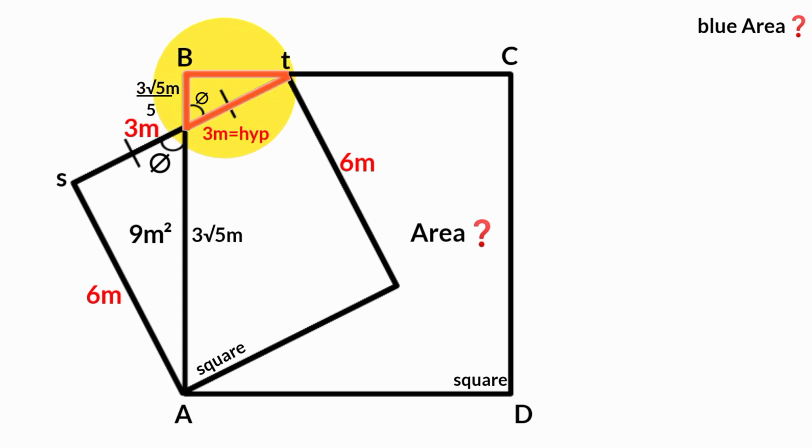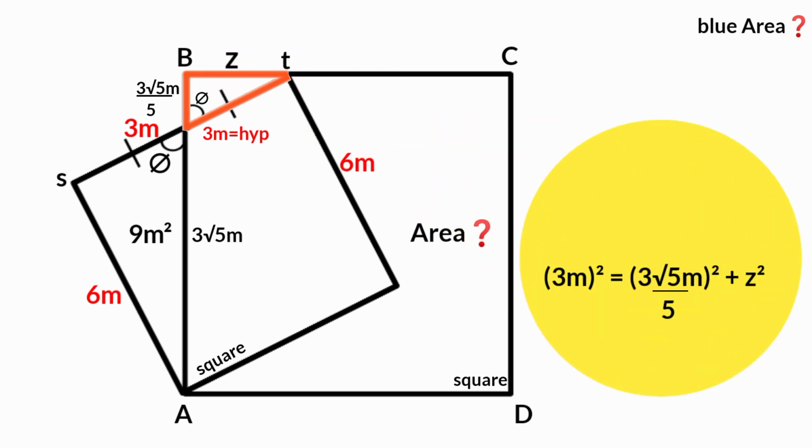Since this is the hypotenuse of this triangle, if we let this be z and apply the Pythagorean theorem, 3 meters all squared is equal to 3 root 5 meters over 5 all squared plus z squared. 3 meters all squared is 9 meters squared. 3 root 5 meters all over 5, if you square it, is the same as 3 squared times square root of 5 all squared times meters squared all over 5 squared.